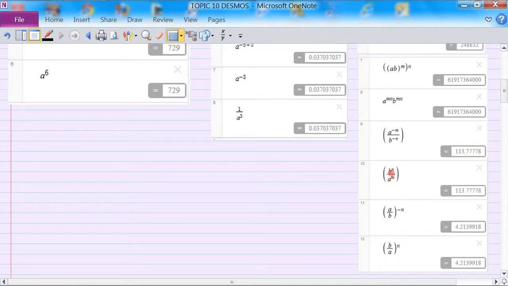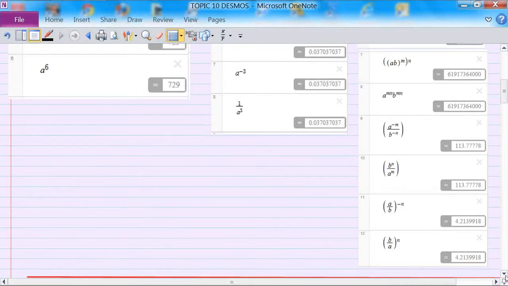Now, the reason I do this is because we're always supposed to report the answers with positive exponents. Here, I've got a over b to the minus n, which is really the same as b over a to the plus n. So I put the denominator up to the numerator, the numerator down to the denominator. In other words, I flip this and I get this, and these two are the same.